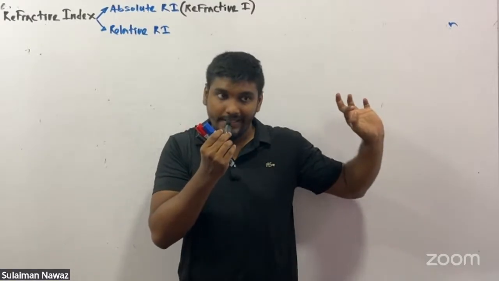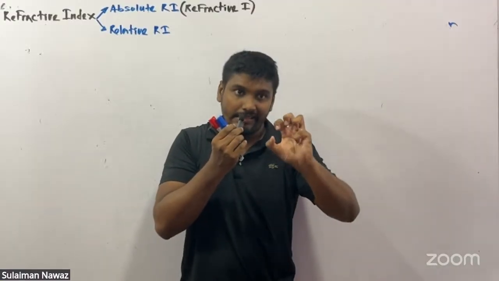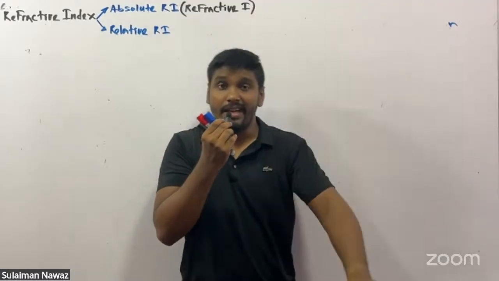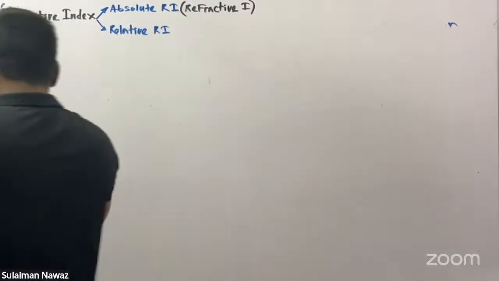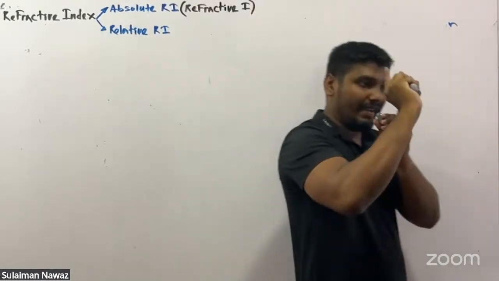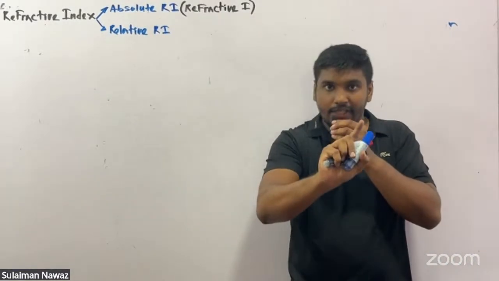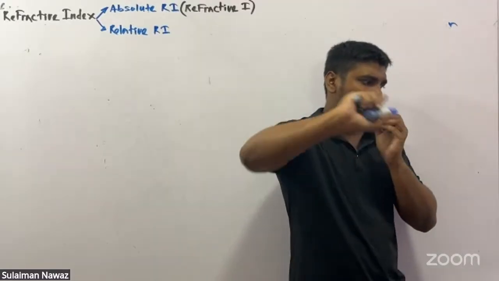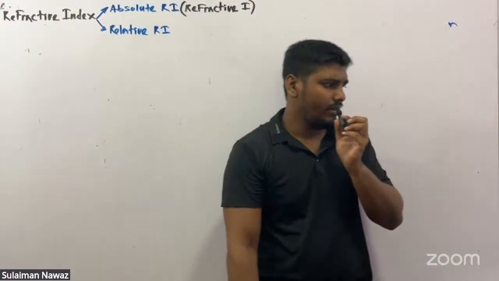Then tell me, what is the speed of light? What is the speed of any electromagnetic waves, especially light rays, in vacuum? You guys know. Remember, the speed of light is maximum in vacuum. That speed of light is equal to 3 × 10^8 m s^-1. How many of you learned that before? Speed of light in vacuum is 3 × 10^8 m s^-1.